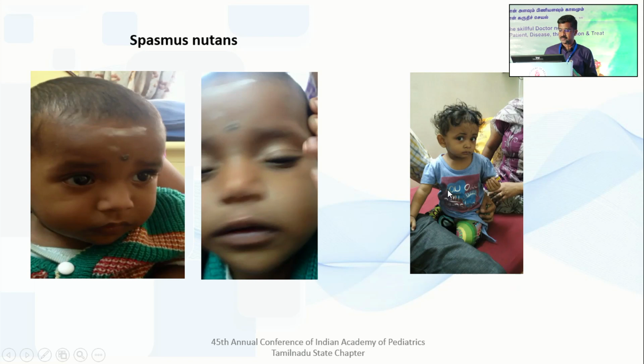This child again presented with torticollis, a lot of autonomic features, sweating, vomiting, an irritable child. Of course, you need imaging to rule out a posterior fossa lesion. Everything was normal. So this is a benign paroxysmal torticollis. It's equated to a migraine variant in children.